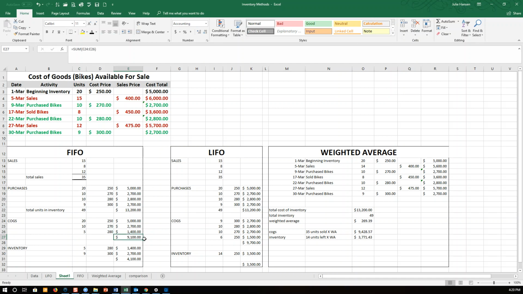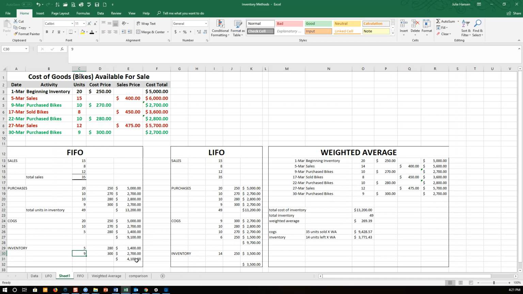goods sold. So if I know that those are out of inventory, remember this guy, he's out. This guy, he's out. This guy, he's half out. So 5 of them went to cost of goods sold, and 5 of them are still with us in our inventory, which is why that number's down here at 280. And then the final bikes that I purchased, those 9 bikes at 300, they didn't go anywhere.